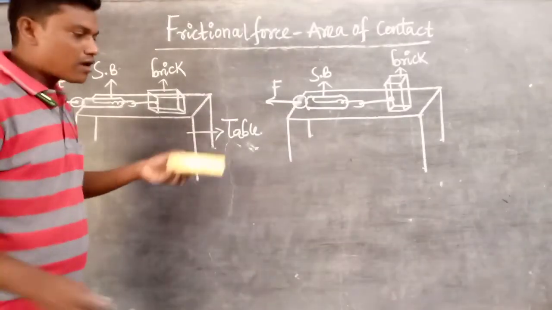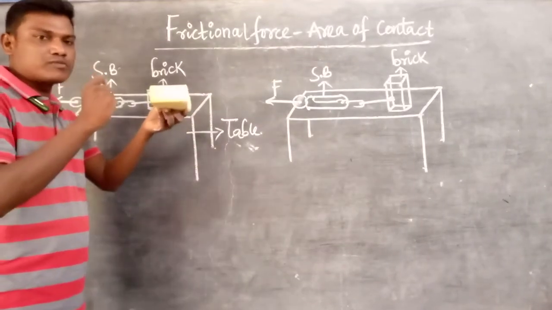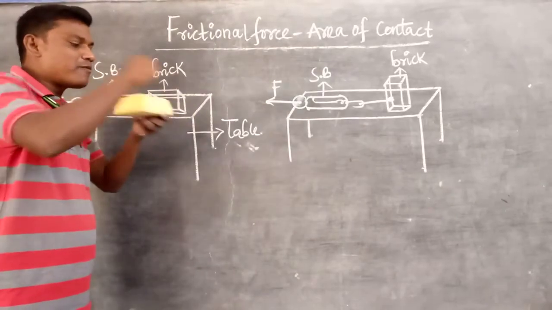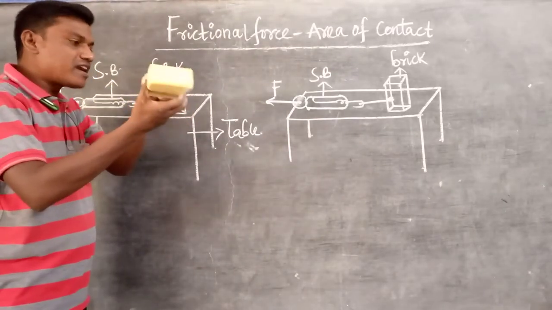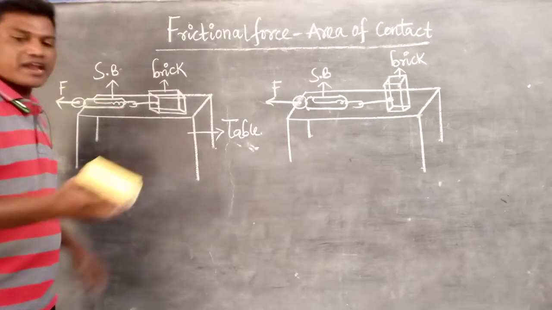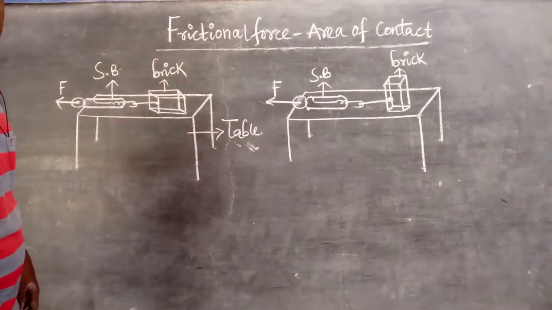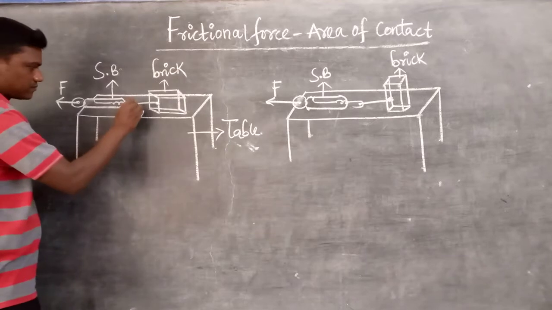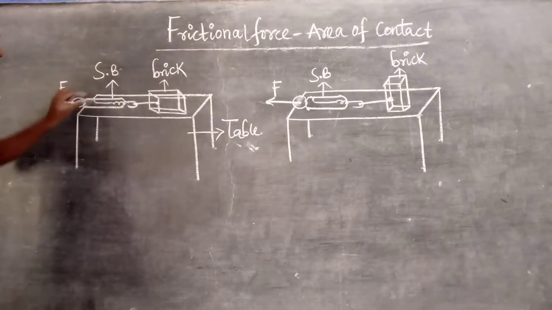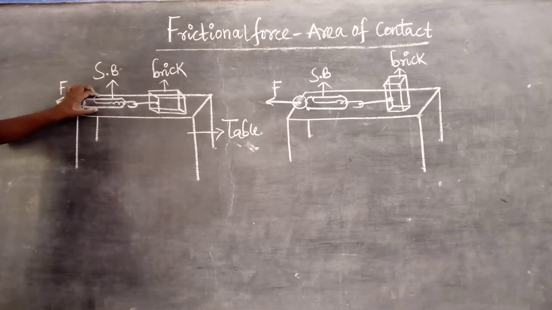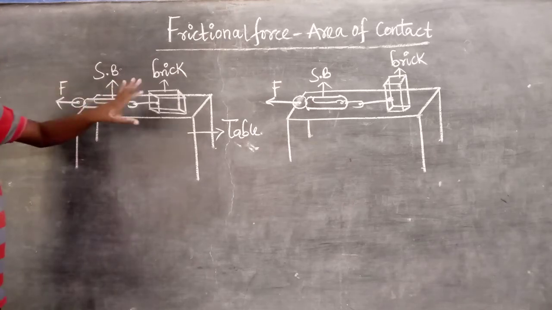After that, we take a tiny rope. The tiny rope is tied to the brick on both sides, and the thread is connected to one end of the spring balance, like this. Initially, what reading does the spring balance show? 0 Newton. Why? Because you are not applying any force on the spring balance. You know that.